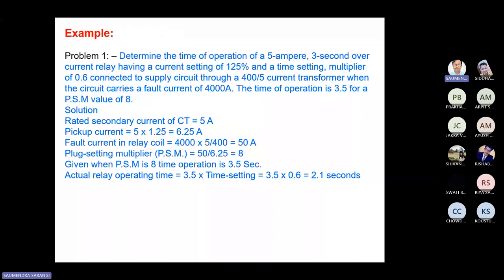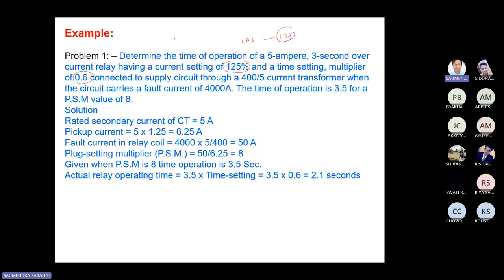So now let us talk about how to set the relay, considering this problem. Determine the time of operation of a 5 ampere, 3 second overcurrent relay having a current setting of 125%. 125% means that if the current is 100 ampere and the overcurrent relay sees up to 125 ampere, then it will operate.